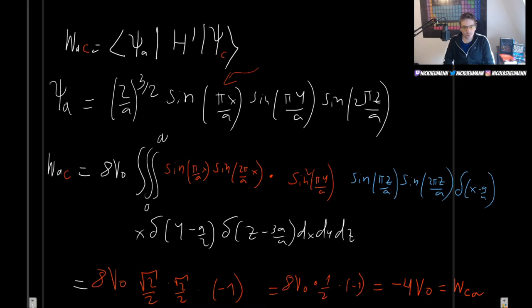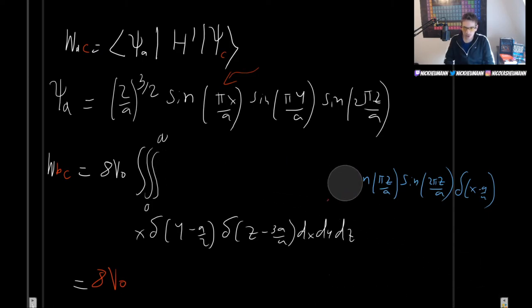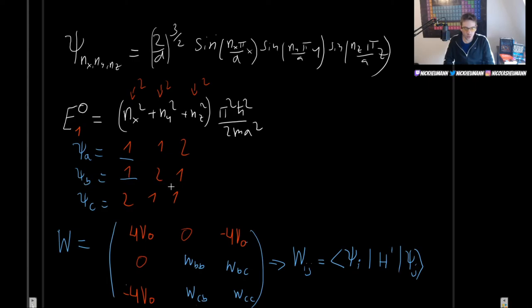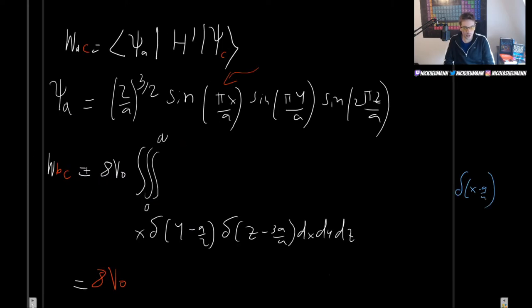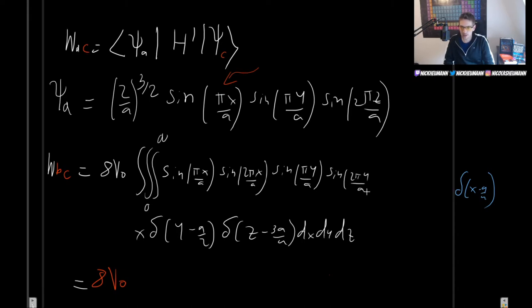Okay, so now let's go for WBC. What is that going to be? Let me write it down from scratch just to make sure that we're not getting too confused with all of our previous annotations. Okay, so WBC, these are now the states that correspond to 1, 2, 1 and 2, 1, 1. So we will have a sine squared since both of them will be sine of pi z over a. But one of these x's and one of these y's will have a 2 in it. So we will get sine of pi x over a and then sine of 2 pi x over a. And similarly for y, sine of pi y over a times sine of 2 pi y over a, and finally sine squared of pi z over a.